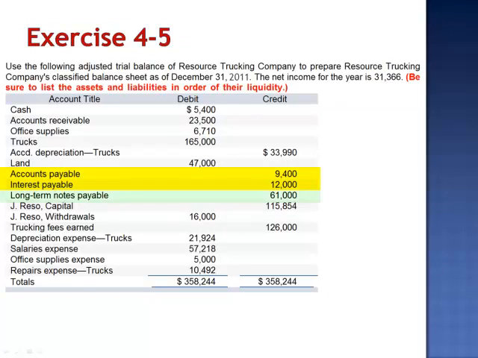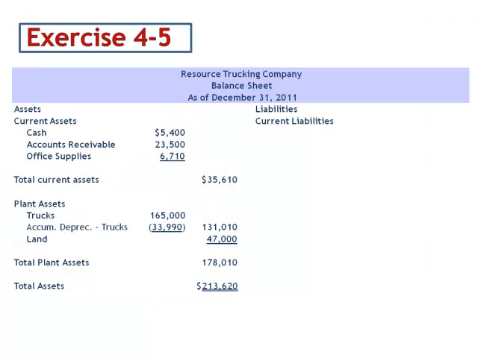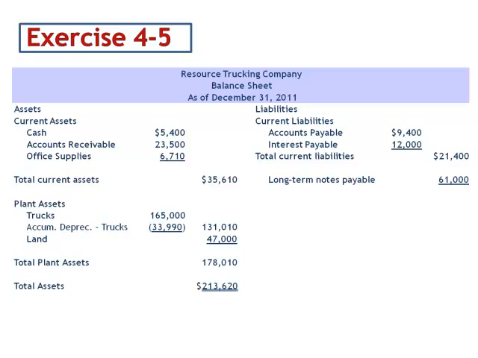Accounts payable and interest payable are both due within the current year. We will list those as current liabilities. Long-term notes payable, as its name would indicate, is a long-term liability. That is not payable within the current year. We'll list it as a long-term account. So our liabilities include accounts payable, interest payable, both of which are current. We do a subtotal, total current liabilities, $21,400. Then we list our long-term liability, long-term notes payable, $61,000. Total liabilities, $82,400. And our equity includes the owner's capital account.